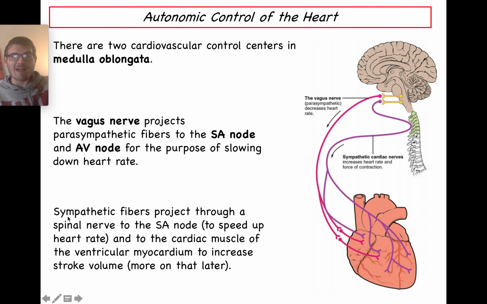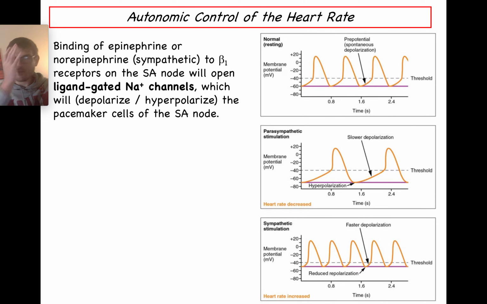So sympathetic fibers project through a spinal nerve to the SA node if we want to speed up the heart rate, or also to the actual ventricular myocardium if we want to increase our stroke volume, which we'll talk about more later. So let's talk first about the autonomic control of our heart rate. Don't forget, parasympathetic innervation of the SA node will slow your heart rate down. Sympathetic activity will speed it up.